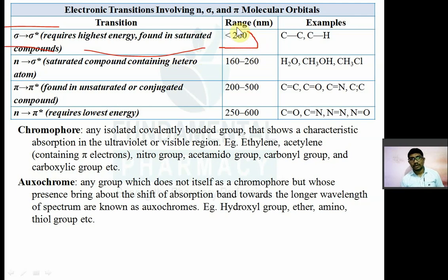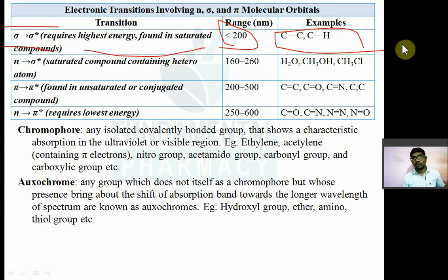Example: in which compound will pi to pi star come? For example, the sigma bond, C-C (carbon-carbon) bond and C-H (carbon-hydrogen) bond, that is a sigma type of bond. In case of a sigma bond there are sigma electrons, and for excitation of sigma you need more energy because the sigma bond is the strongest. That's why this band is observed at a lower wavelength, below the UV region.